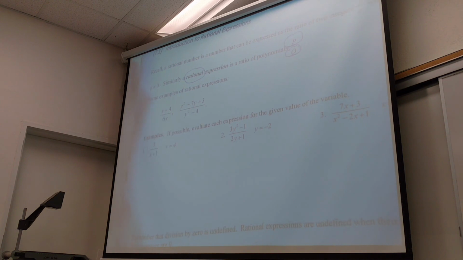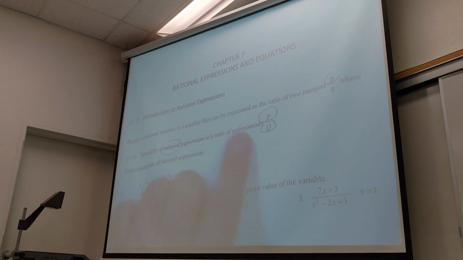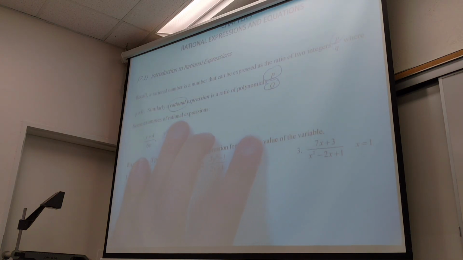All right, how are we doing so far? So this chapter 7 is titled Rational Expressions and Equations, or something like that. Yes, there you go, Jeff, you did good. Because it's full of polynomials divided by other polynomials. Maybe.